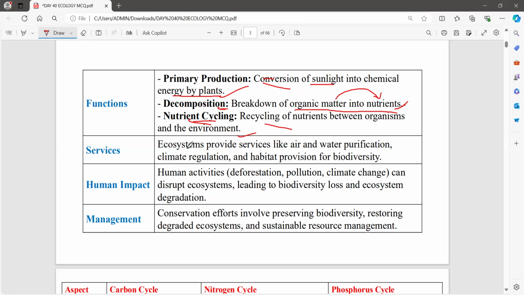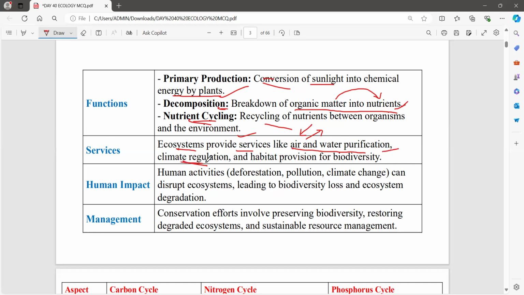Now, what are all the services provided by the ecosystem? The ecosystem provides services like air and water purification, which means what? We take in the oxygen, and that oxygen is released by whom? Plants. And we release the carbon dioxide, and that carbon dioxide is taken by the plants. Okay, so this is how the air and water are exchanged and purified.